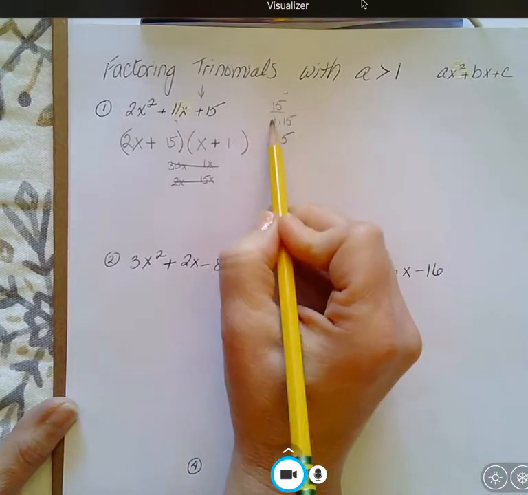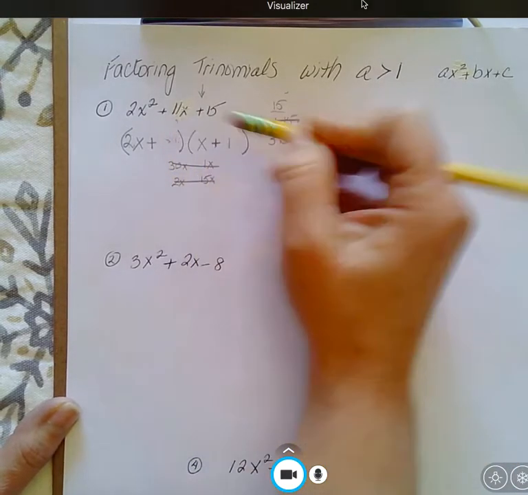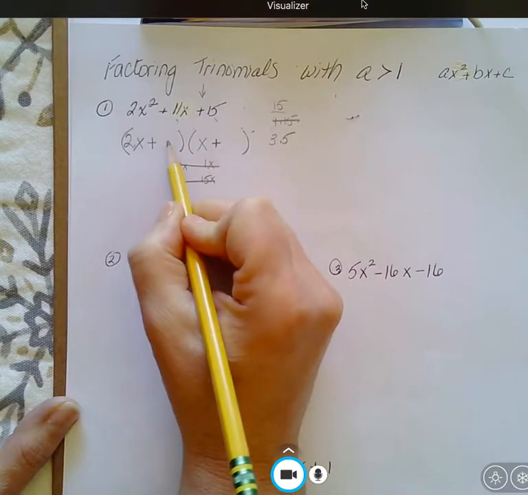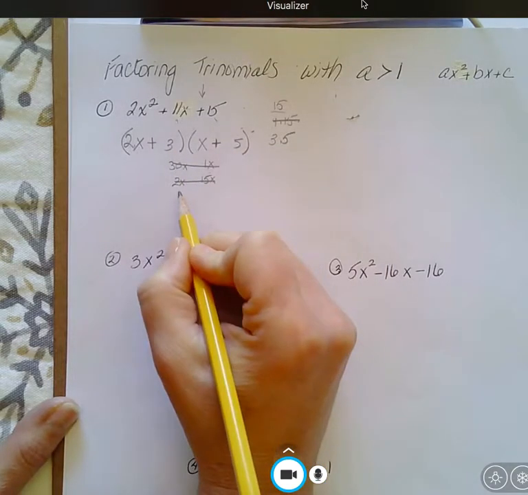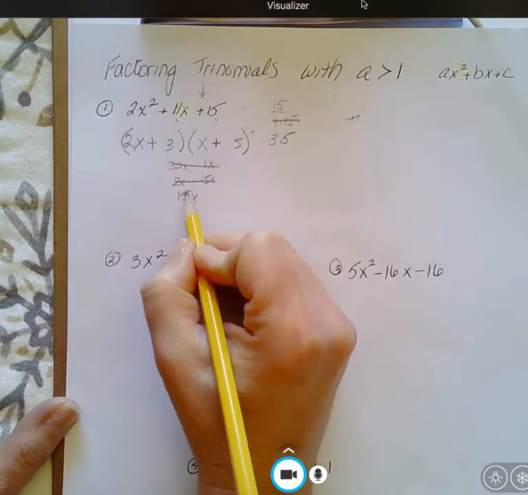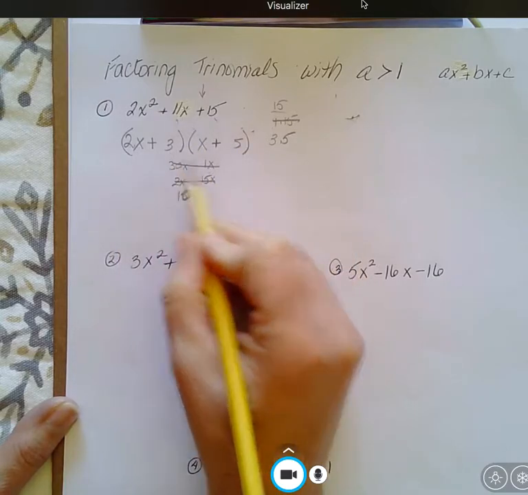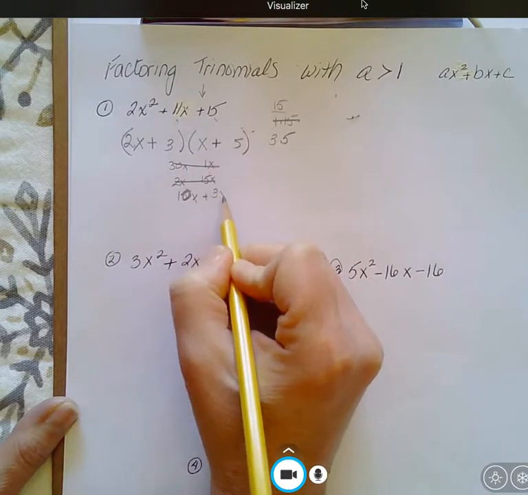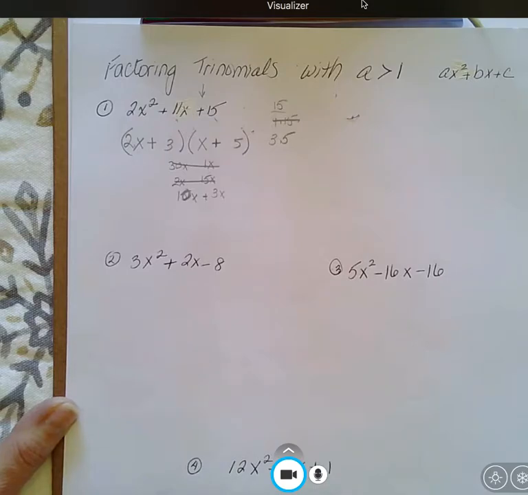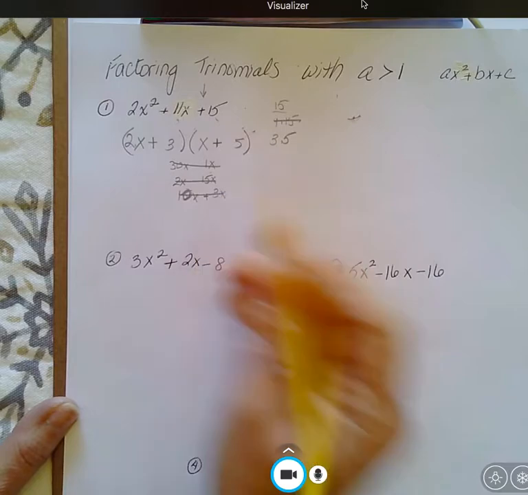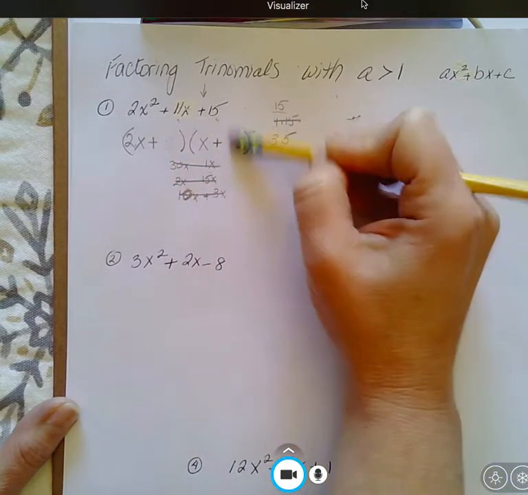So not that. Let's try 3 and 5. As I try my 3 and my 5, I multiply my outers, 10x, sorry. So that's 10x, multiply my inners, and that's 3x. And, well, that's not going to do it either because that's 13. So forget 3 and 5. Well, there's only one choice left.